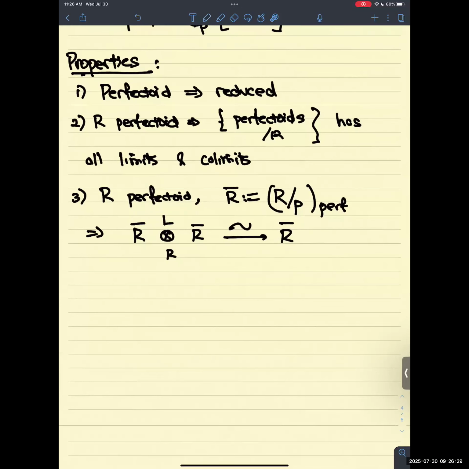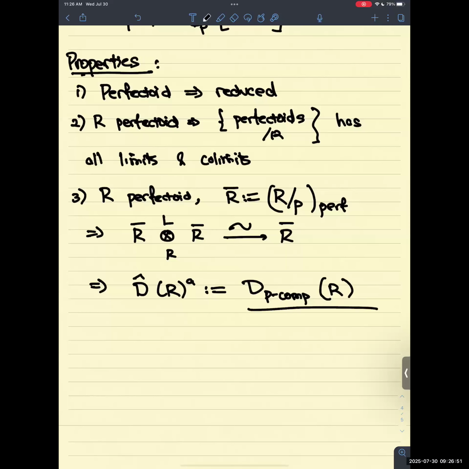And so this allows you to define the following object, which will show up later. So I'm going to define a category. The notation is going to be D hat of R, almost. And let me write down what the definition is first and then elaborate on it. So first, you look at all p-complete R modules, and then you mod out by R bar modules. So it's a Verdier quotient.